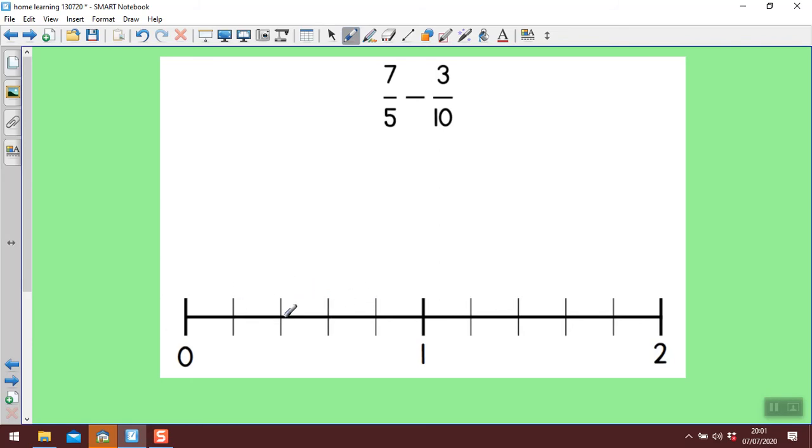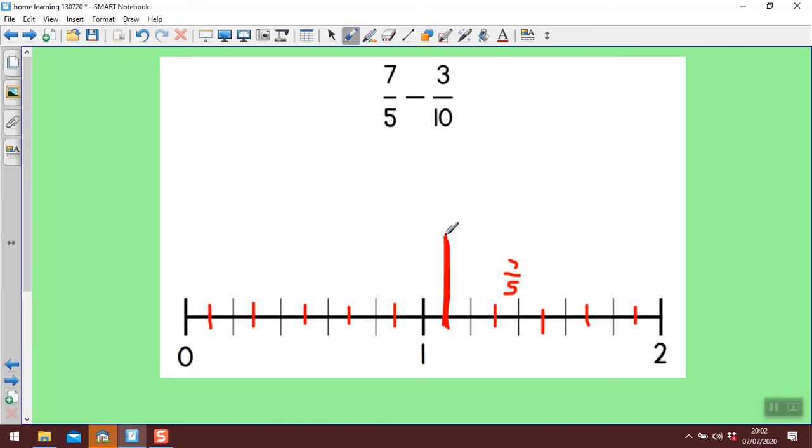So 1/5, 2/5, 3/5, 4/5, 5/5, 6/5, 7/5. And I must take away 3/10, but they're not in tenths, are they? Between 0 and 1 I've only got 5 jumps, so how can I make it be 10 jumps? I can split my fifths into half, and that's going to give me tenths. So 7/5 take away 3/10. These are my tenths. 1, 2, 3. So this is my answer.